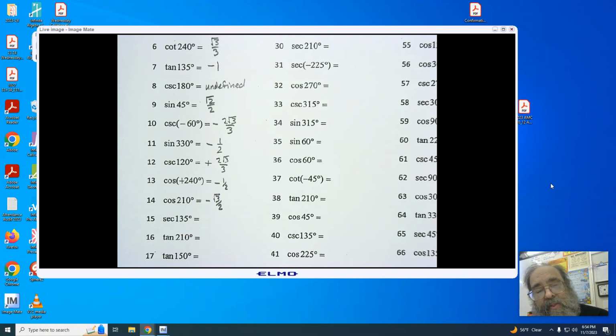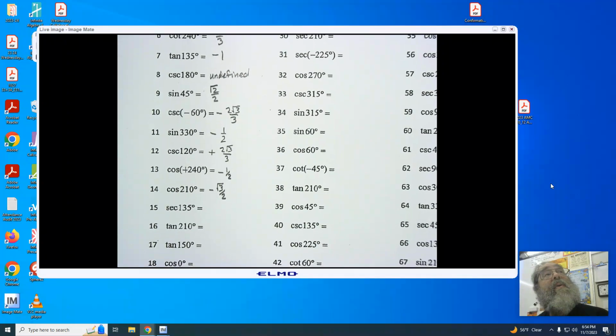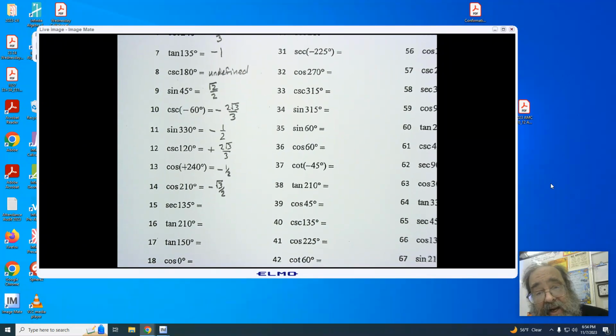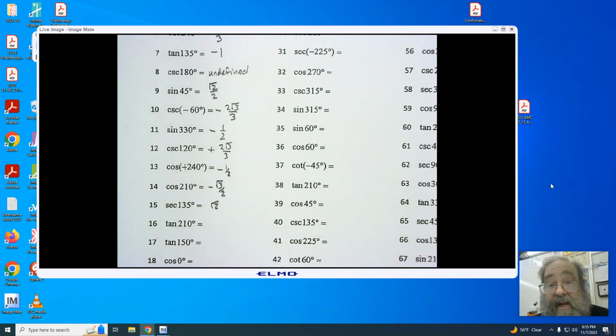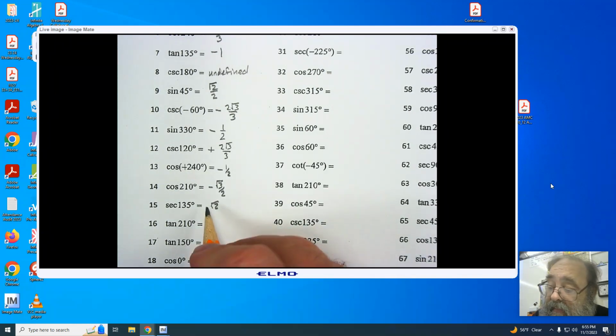The secant of 135 degrees. 135 degrees is in the second quadrant. 180 minus 135 is a 45-degree reference angle. Taking 45 degrees and looking at the reciprocal of a cosine. Since cosine of 45 degrees is root 2 over 2, the secant is root 2. Being in the second quadrant, cosine is negative.